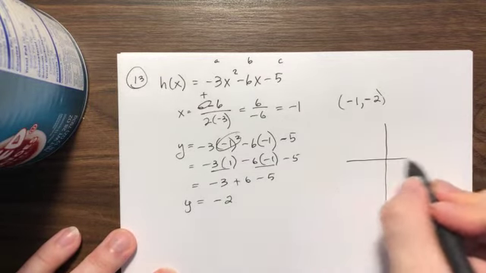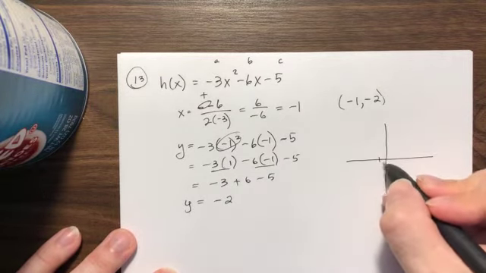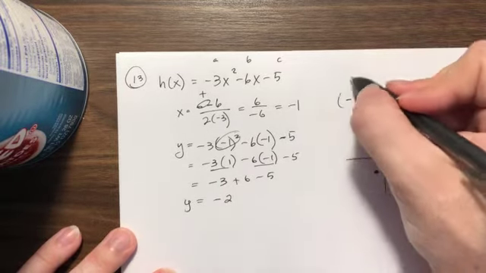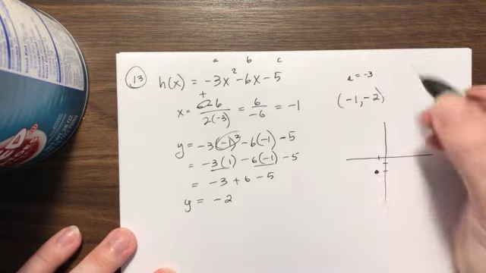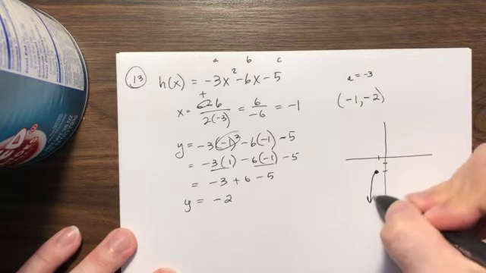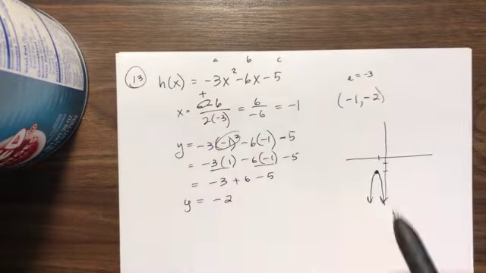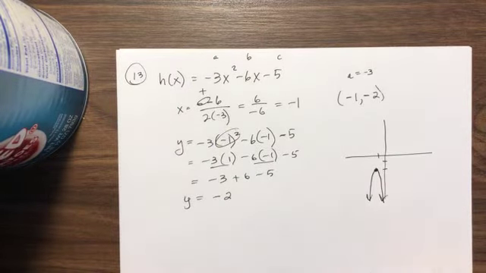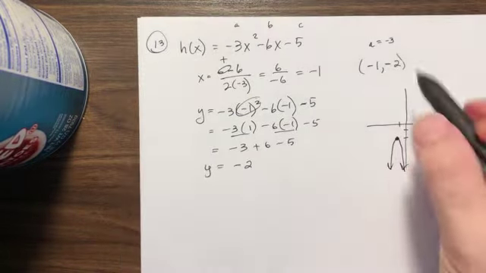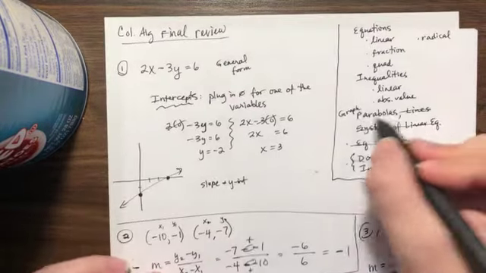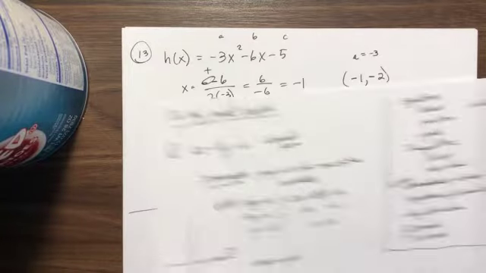If I'm picking the right graph, I go left 1 and down 2 to find my vertex. And then I look at A, and A is negative 3. That means that it's opening downward. And the 3 actually is squishing it a bit, but you don't have to know that. Okay, that's how you do those. Graphing parabolas, done. Okay.